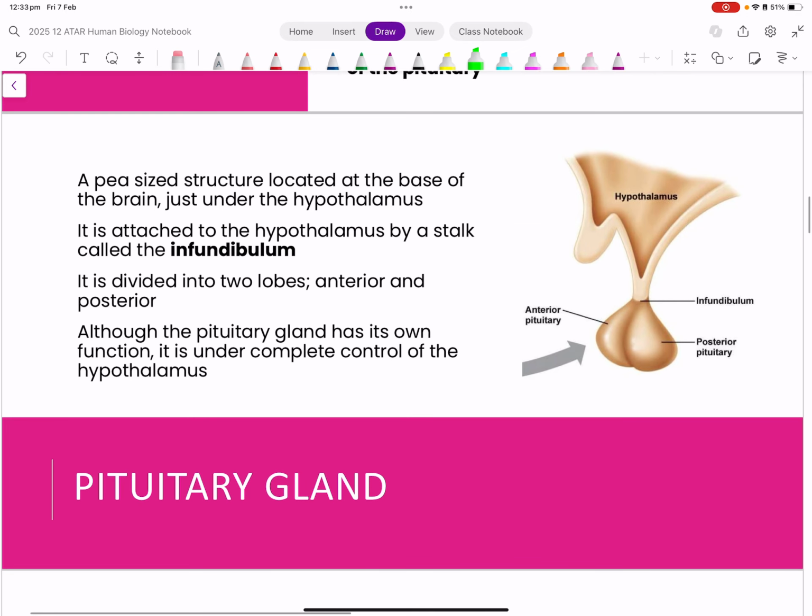So, when we talk about the pituitary gland now, the structure located below the hypothalamus, the pituitary gland is a very small pea-sized structure, and it is attached, as we mentioned, to the hypothalamus by this stalk known as the infundibulum. Again, it has both an anterior and a posterior lobe. And although the pituitary gland has its own function, it is under the control of the hypothalamus. So everything that happens to the pituitary gland happens because of messaging from that hypothalamus.